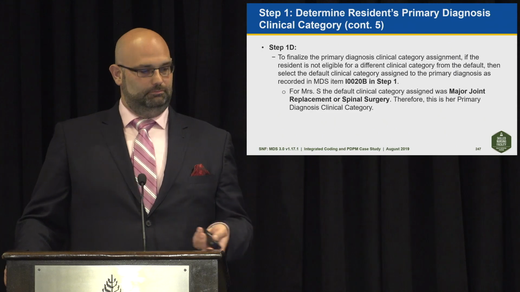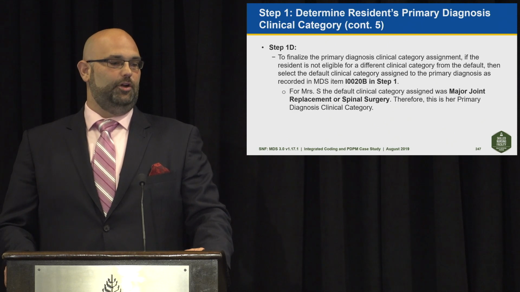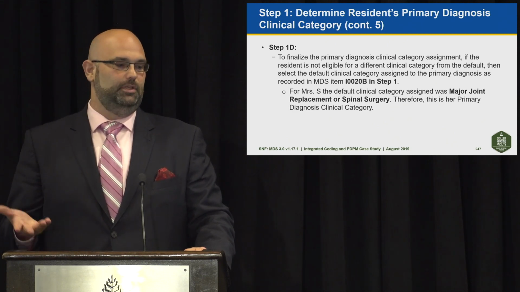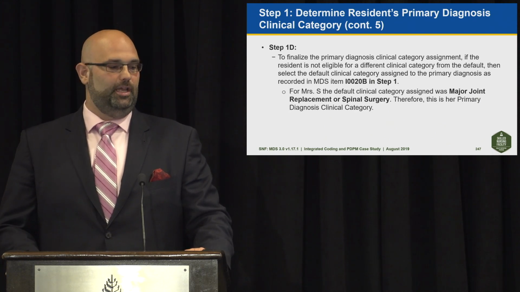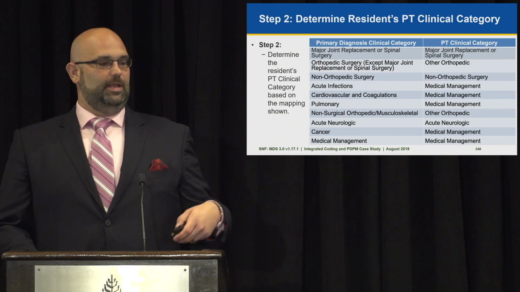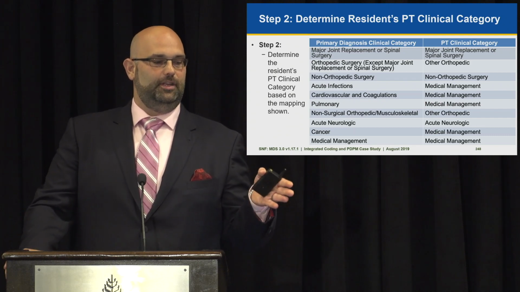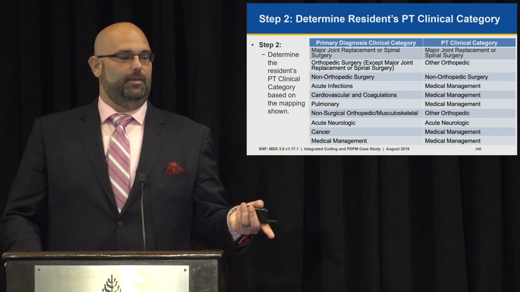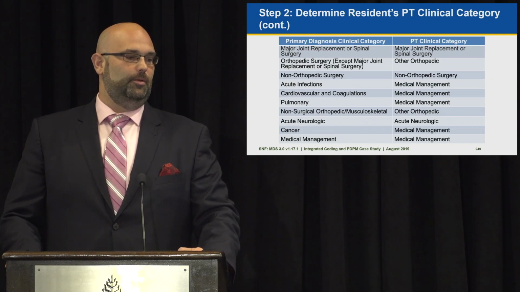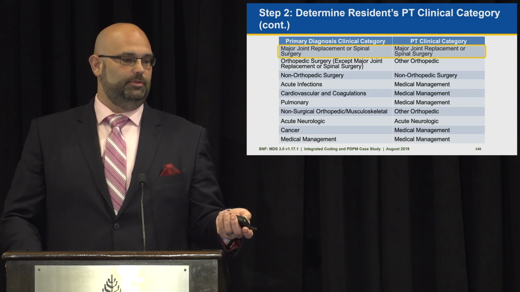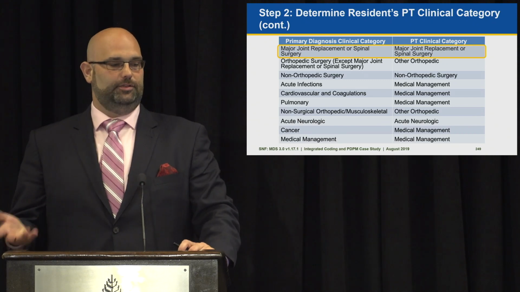So step 1D, finalize the assignment. If they're not eligible for a different clinical category from the default, you select the one that they fell into. Here, that was the major joint replacement spinal surgery group, and therefore that is the patient's primary diagnosis clinical category. Step 2, we're now on to step 2, taking us a long time to get here. For step 2, we look at the mapping again in terms of collapsing the clinical categories together. MJR translates directly back over into the major joint replacement spinal surgery group. Because they were in that group as the default category, their PT clinical category is also the same MJR group.